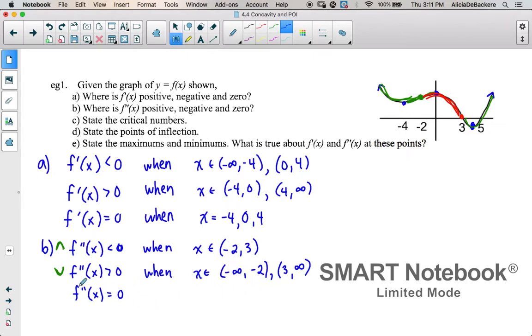All right, so where does the second derivative equal 0? Because this one is a polynomial graph, I know for sure it's going to be at the x values where the concavity switches. Those are going to be points of inflection, where the second derivative is equal to 0.